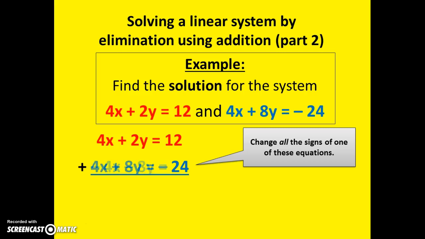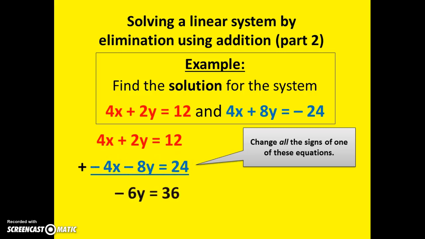So all the signs change to their opposites. Positive becomes negative, plus becomes minus, negative becomes positive. And we're allowed to do that. We're allowed to change the signs as long as we change every part of the equation. The three terms, 1, 2, 3 terms, we change them all.